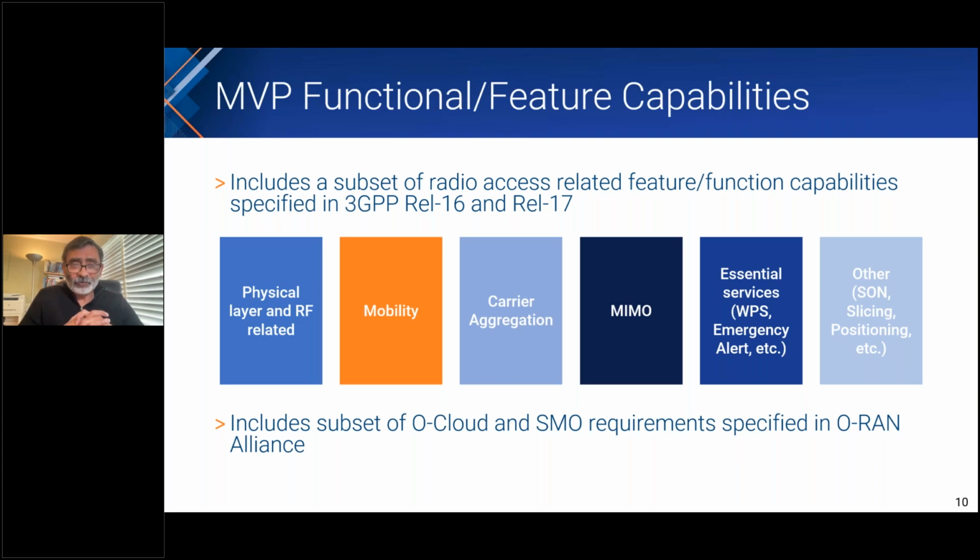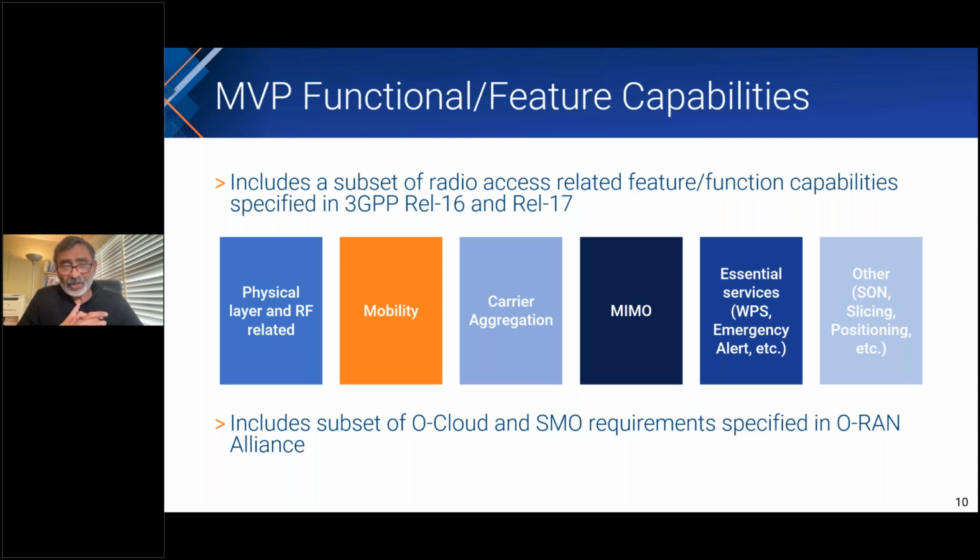In terms of the functional and feature capabilities captured in the MVP, it includes a subset of radio access related feature and functional capabilities specified in 3GPP release 16 and 17. There's a wide category of requirements that have been captured. As you can see over there, we have physical layer and RF related requirements such as channel bandwidth, subcarrier spacing, PRACH formats, etc. We have a wide set of mobility requirements: idle state mobility, inactive state mobility, RRC connected mobility, mobility across RUs, mobility within RU, mobility across DUs, etc. So we have a very good, comprehensive set of mobility requirements captured, and that's always a critical part of any wide area deployment.